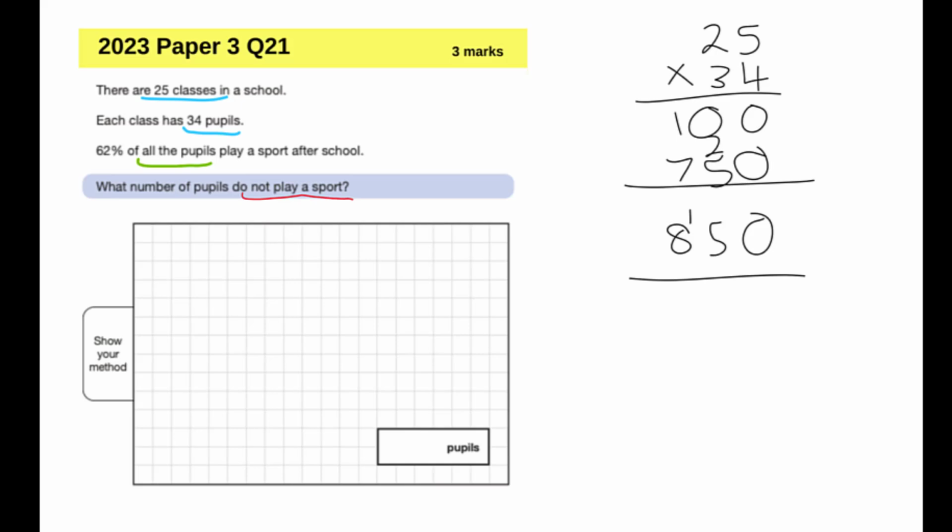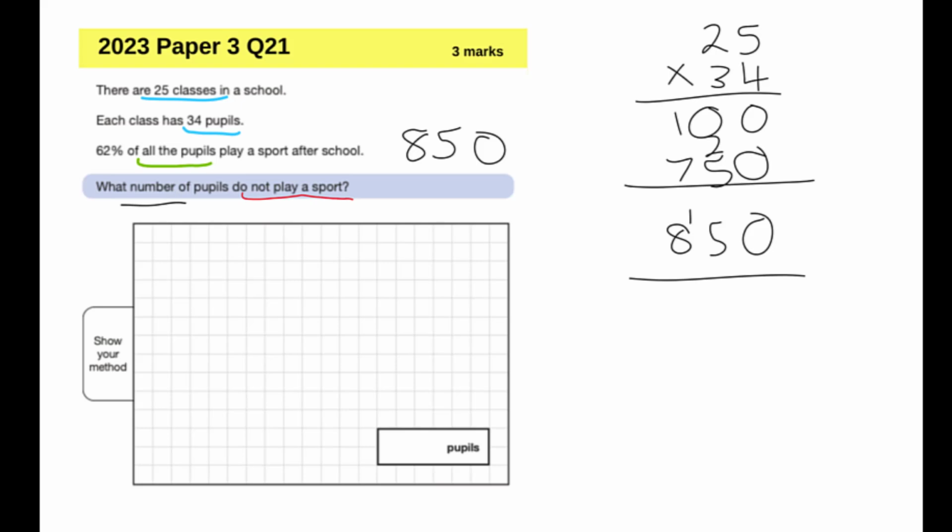Okay, so 62% of all the pupils is 850. So 62% of 850 play a sport. What number of pupils do not play a sport? And we need to pay attention to this. It's what number of pupils do not play a sport, not what percentage of pupils do not play a sport. So there are a couple of different ways to do this, and I will tell you the way I would do it, which I think is the most efficient.